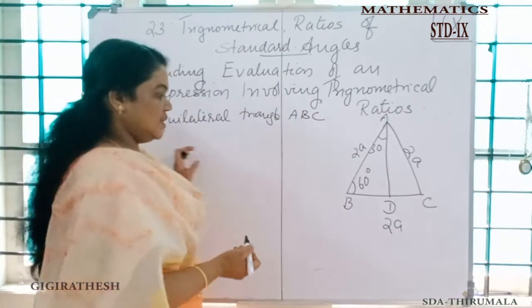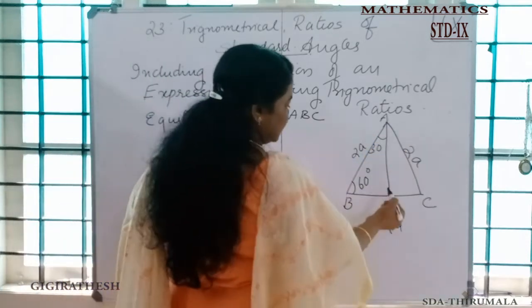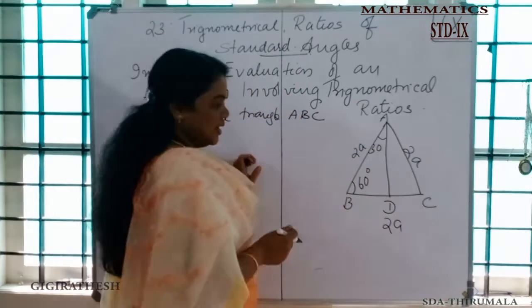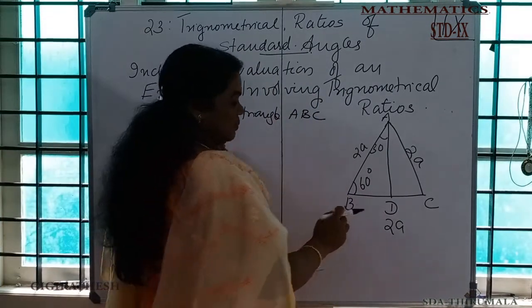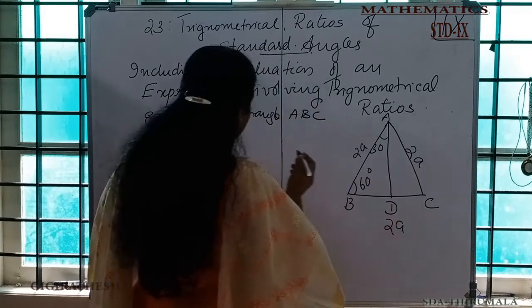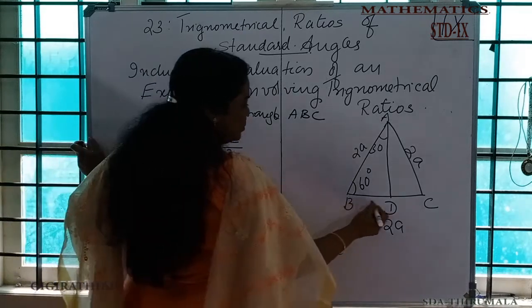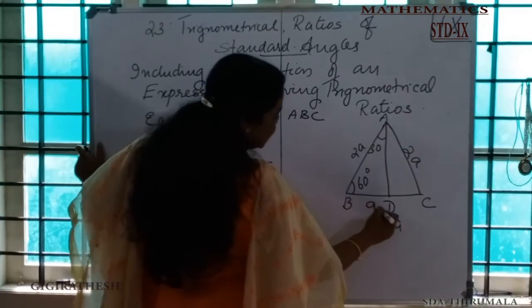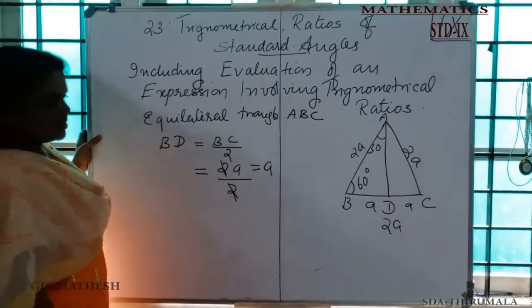What is BD? AD is the perpendicular. This is triangle ABC and AD is the perpendicular. And we know that a perpendicular divides this ABC into two equal parts, that is BD is equal to BC divided by 2. BC is equal to 2A, so BD is 2A by 2, and cancelling this 2, we get A. So BD is equal to A.